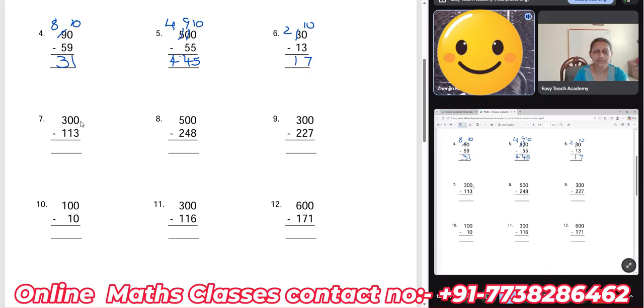Next sum. 3 will become 2. And it will become 9, then 10. Very nice. 10 minus 3 is 7. 9 minus 1 is 8. Right. 2 minus 1 is 1. Good.